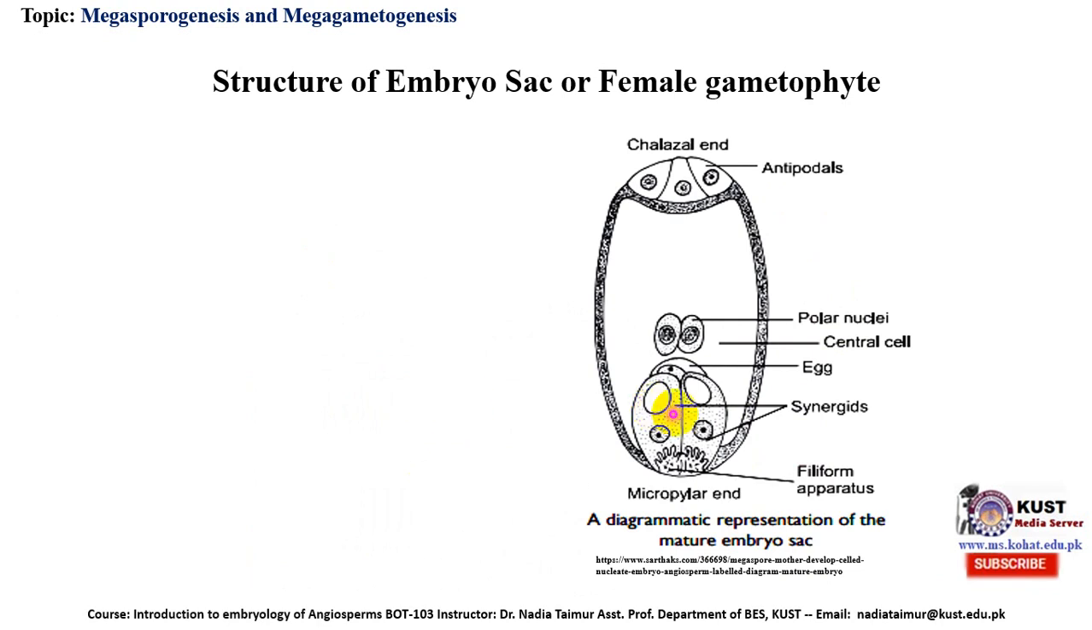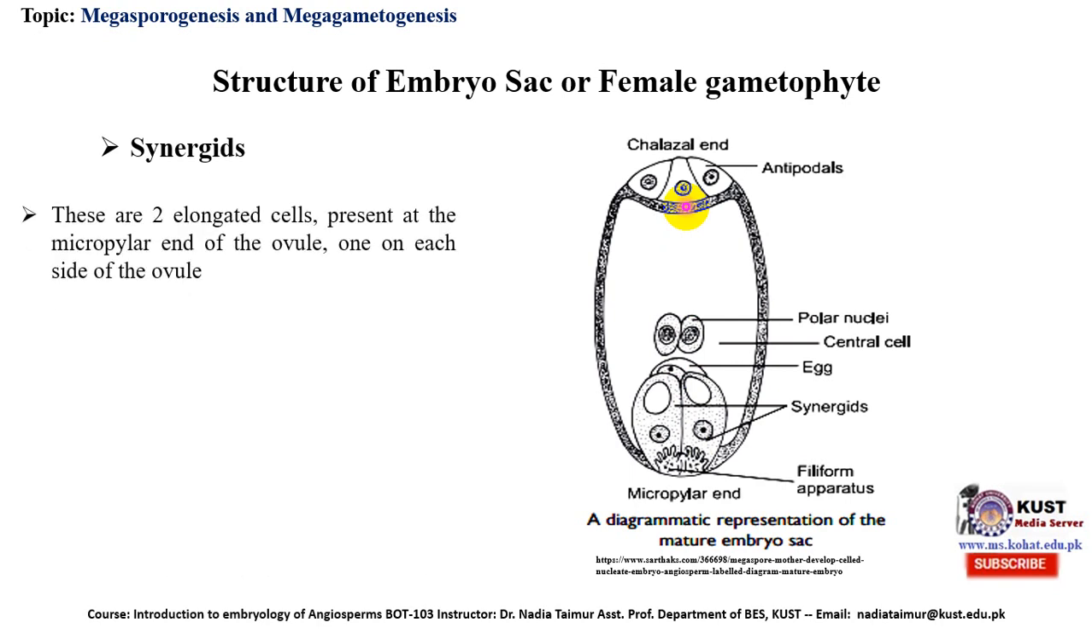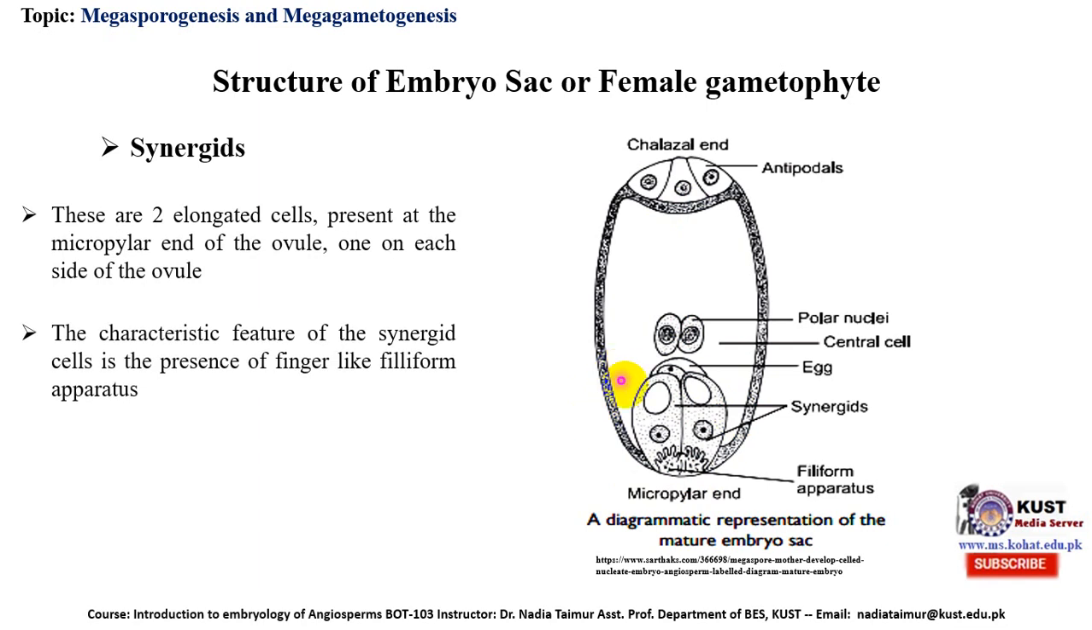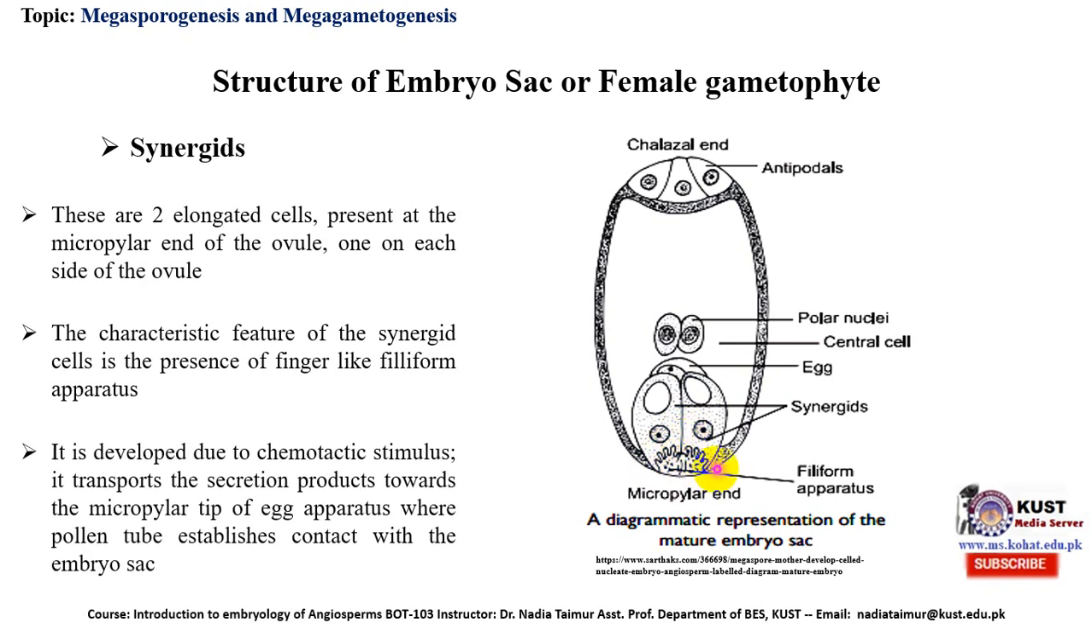So now let's discuss the synergids, egg cell, and antipodal cells. So first we begin with synergids. Synergids are 2 elongated cells present at the micropylar end of the ovule, 1 on each side of the ovule. The characteristic feature of the synergid cells is the presence of finger-like filiform apparatus. It is developed due to chemotactic stimulus. It transports the secretion products towards the micropylar tip of egg apparatus, where pollen tube establishes contact with the embryo sac.